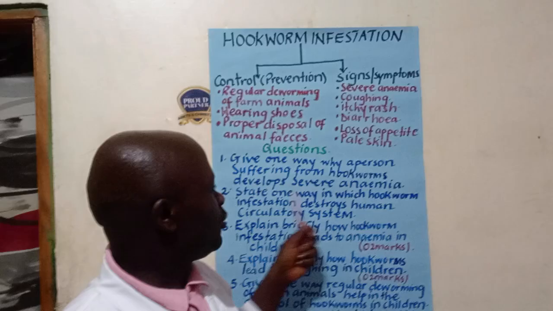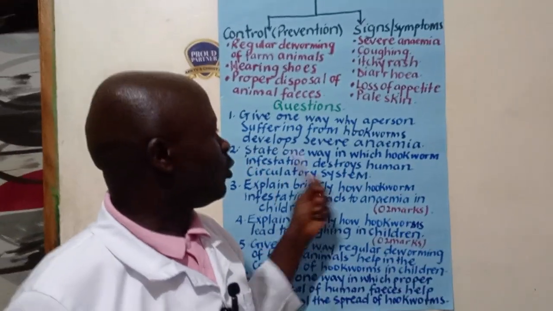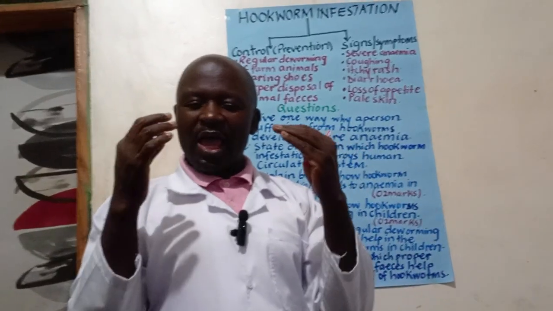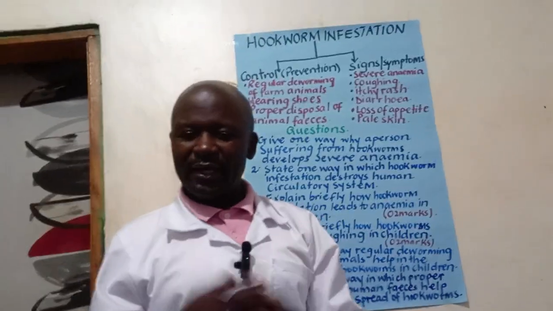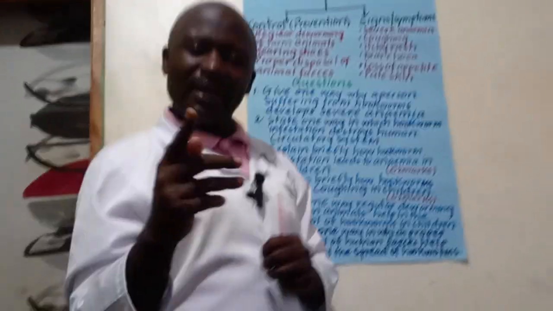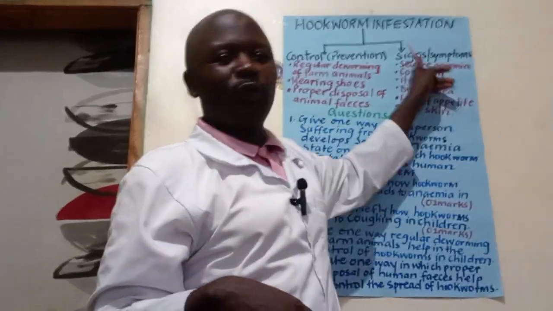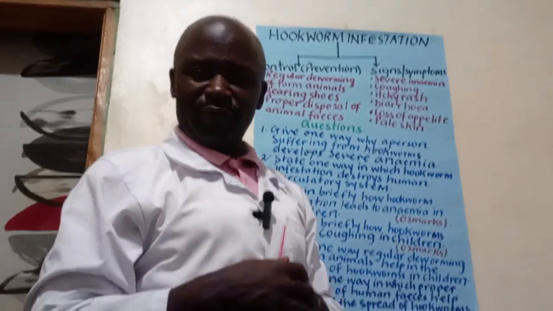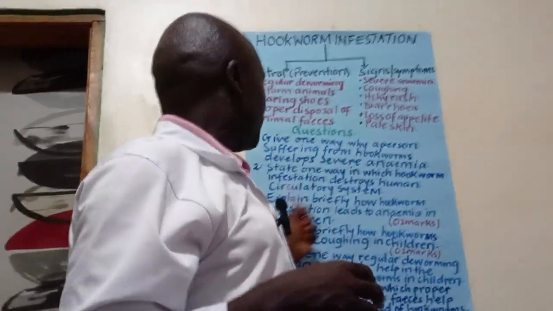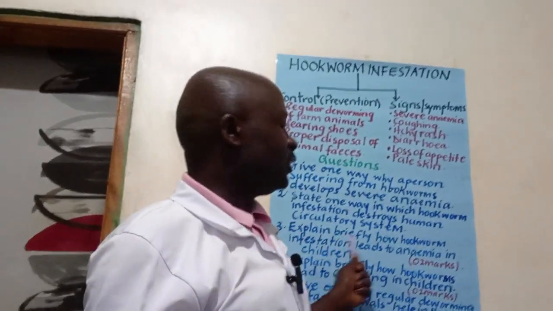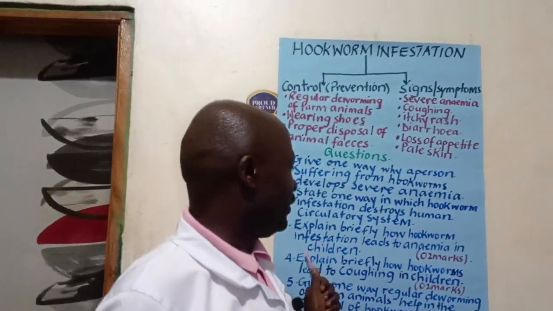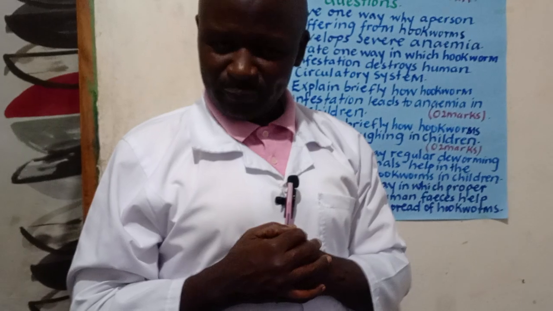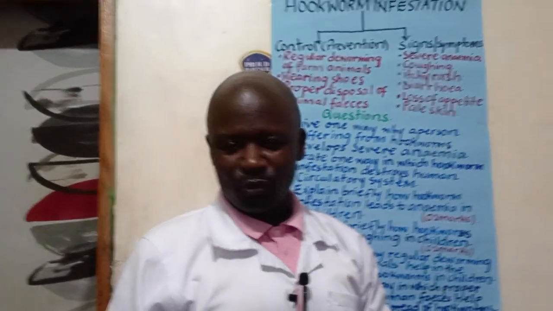Question 2: state one way in which hookworm infestation destroys the human circulatory system. Still that item, I have developed it in line with the first sign of hookworm infestation. Then question 3: explain briefly how hookworm infestation leads to anemia in children. And the question is taking 2 marks.